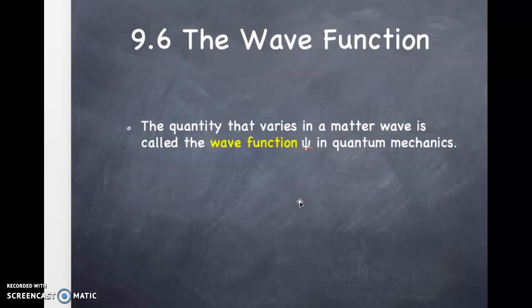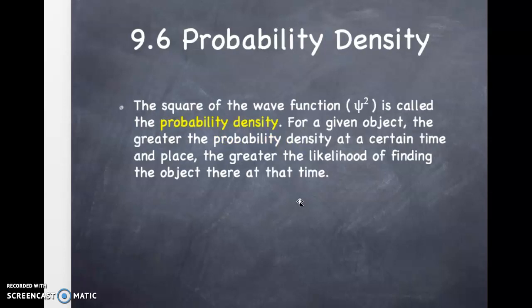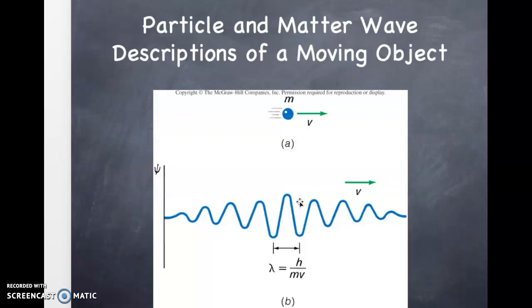Wave function. The quantity that varies in a matter wave is called the wave function, psi, in quantum mechanics. And the square of the wave function is called the probability density. For a given object, the greater the probability density at a certain time and place, the greater the likelihood of finding the object at that time and place.